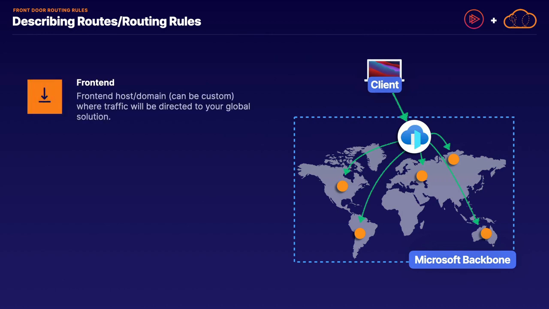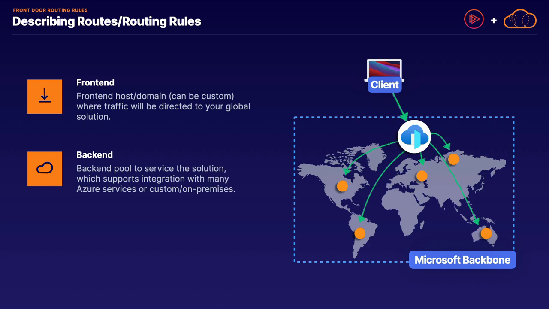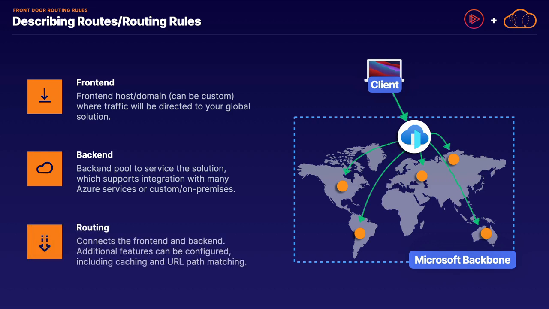We have that front-end, which is that front-end host, domain, or front-end endpoint, whichever you'd like to call it, where traffic will be directed to our web solution. We have that backend pool or those origin groups with their origins that are going to service those requests to our web application running behind Azure Front Door, and that routing rule, which is going to route traffic and connect those front ends to those origin groups. And it's also going to provide the different features inside that routing rule, such as the accepted and forwarded protocol, the caching content settings, and the URL path forwarding, as well as those rule sets that we have enabled, such as rewrite rules or redirection.